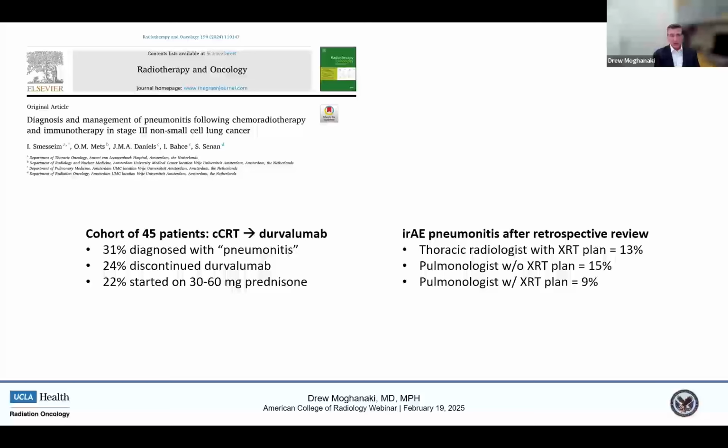But look at what happened actually. If they didn't have the plan, they kind of figured out, okay, this is probably where the beams went. And when they had the plan, they had an even lower rate of attribution to the immunotherapy, and instead were more comfortable assigning it to the actual radiation therapy, again, with or without symptoms.